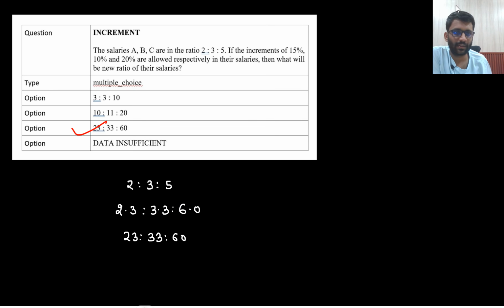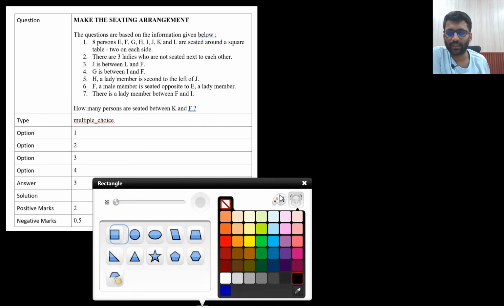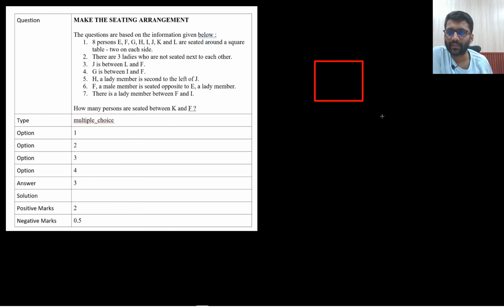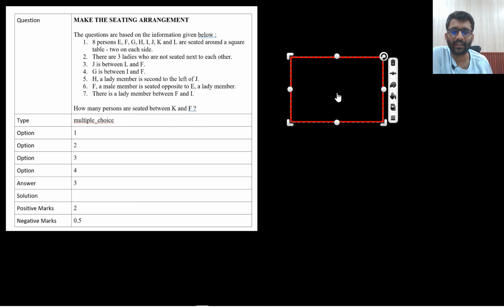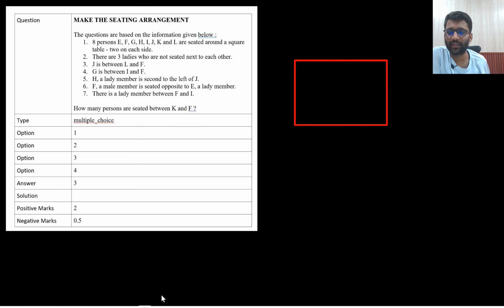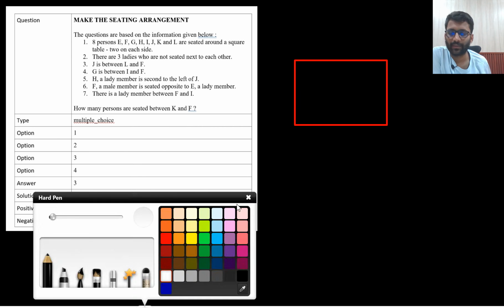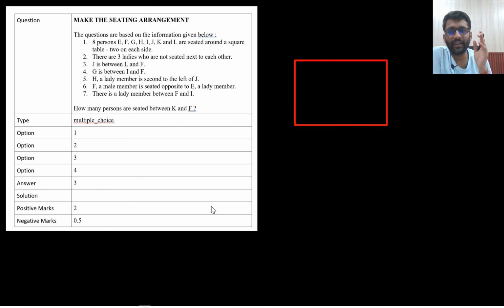Okay. Now this is a good question. 8 people are seated around a square table: E, F, G, H, I, J, K, L. What all data are given? There are 3 ladies who are not seated next to each other. We don't know which ladies are there, so let's forget about them.